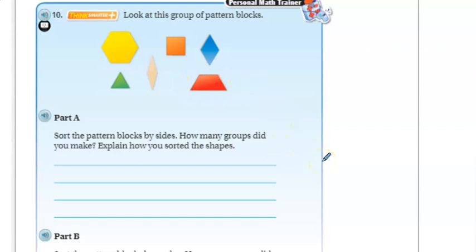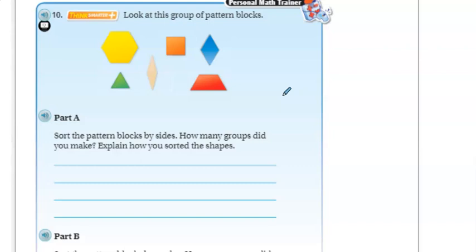Sort the pattern blocks by size. How many groups did you make? Explain how you sorted your shapes. So go ahead and look at those shapes and see how you can sort these shapes by their size. I'll give you a second.